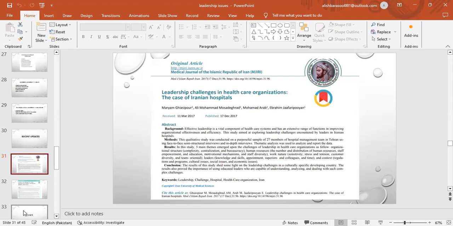Conclusions. The results of the study shed some light on the leadership challenges in culturally specific developing countries. The results also proved the importance of using educated leaders who are capable of understanding, analyzing, and dealing with such complex challenges.